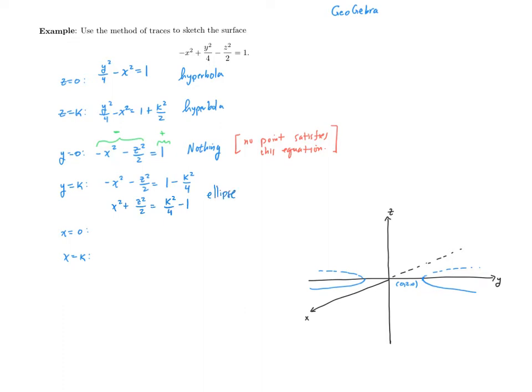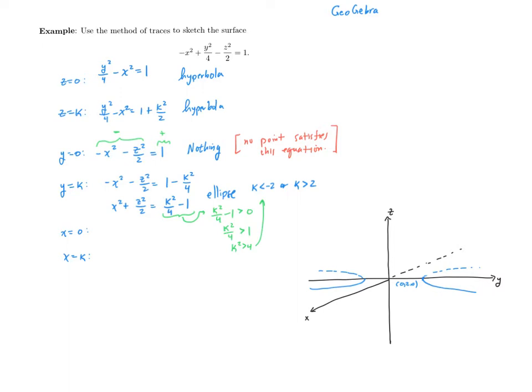This is representing an ellipse. And note there is a restriction to worry about here, because recall this k squared over 4 minus 1 needs to be positive. So k squared over 4 must be greater than 1, or k squared needs to be greater than 4. So that gives us the restriction that we have an ellipse as long as k is less than -2, or k is bigger than +2.